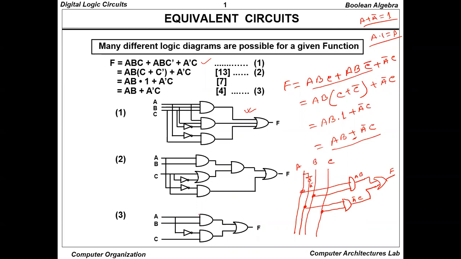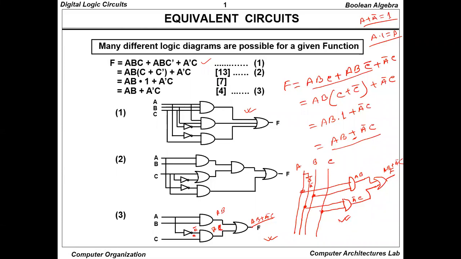You can check: this is AB, and this is A bar C, with an OR gate. So AB plus A bar C is equal to A. Clear? So this circuit and the other circuit are the same, just the drawing is different. This is your equation, and now we solve the short form. This is called an equivalent circuit. We need our final circuit. At first, this is your problem, then solve the short form, and finally draw the final circuit.